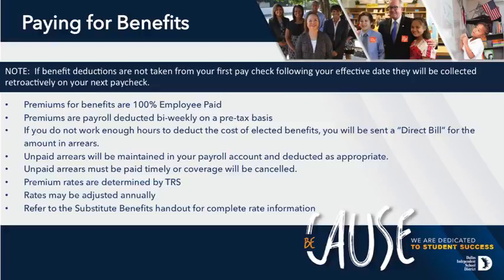Premium rates are determined by TRS. Rates may be adjusted annually. TRS Active Care eligibility audits may be conducted periodically. For complete details on rates for available options and tier levels, please refer to the Substitute Benefits handout or go to the Substitutes Benefits page on the Dallas ISD website.